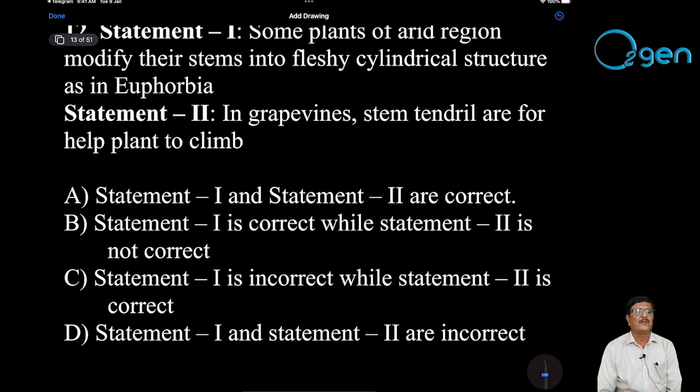Here, the options are: both the statements are correct, that is statements 1 and 2 are correct. Second option, statement 1 is correct while statement 2 is incorrect. Third option, statement 1 is incorrect while statement 2 is correct. Fourth one, statements 1 and 2 are both incorrect. Here, the correct option is option A. So, both are correct.